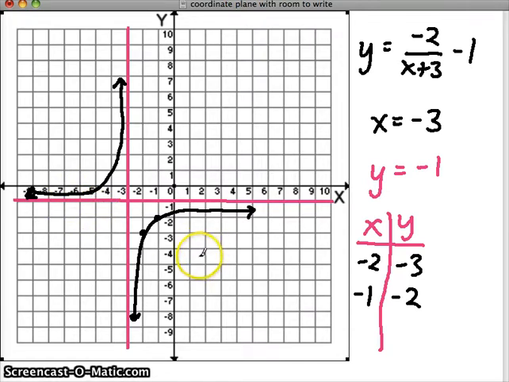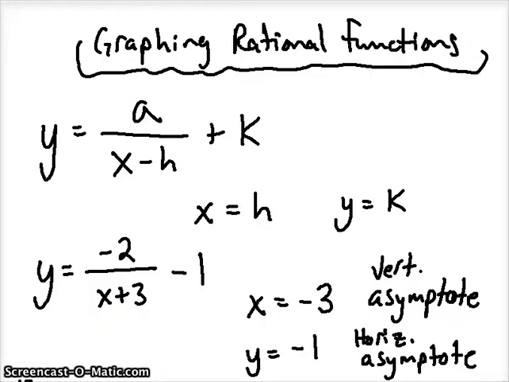And so it's a really nice, quick way of graphing rational functions. As long as you know where your asymptotes are and you pick a couple points that are nice and easy to plot, then you can approximate your graph pretty quickly here. So let's try another one. We're going to have a different form this time.